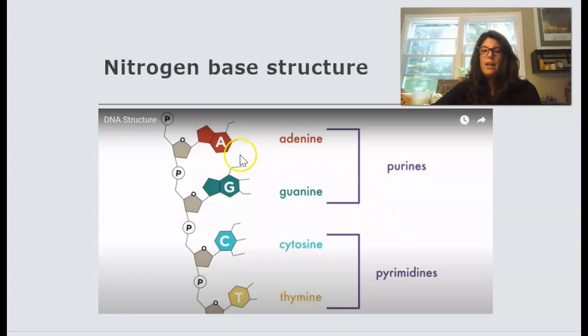Adenine and guanine are structures that are made of 2 different rings. So you can see there's a ring here and there's a ring here. These are called purines. Cytosine and thymine are made up of only 1-ringed structures, and they are called pyrimidines. One of the easiest ways to keep track of which is pyrimidines: pyrimidines has a Y, just like cytosine does and thymine does. Adenine and guanine do not, so they're the purines.